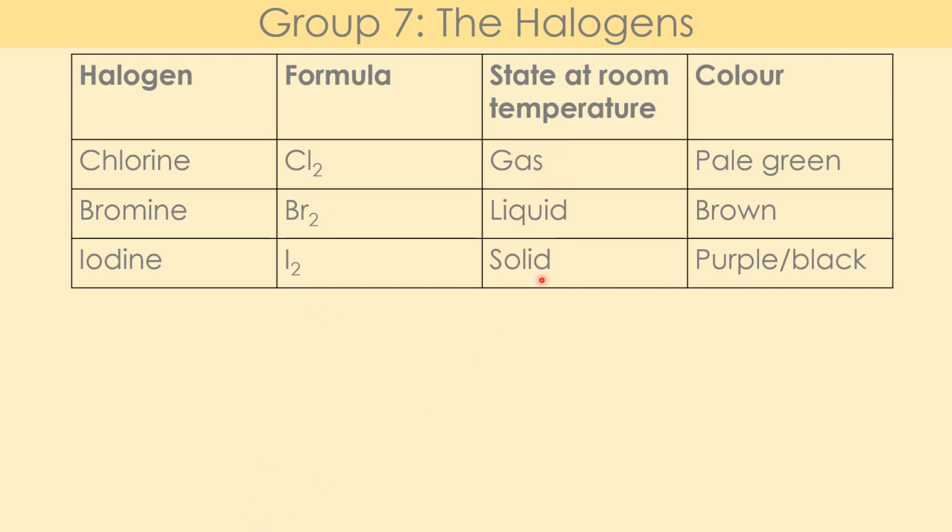State changes as we go down the group. We get gas, liquid or solid because our melting point increases down the group. And then our colour, as we go down the group, it gets darker. If we think about what astatine would be, it would be a really, really dark black colour, and definitely solid as we get down there.